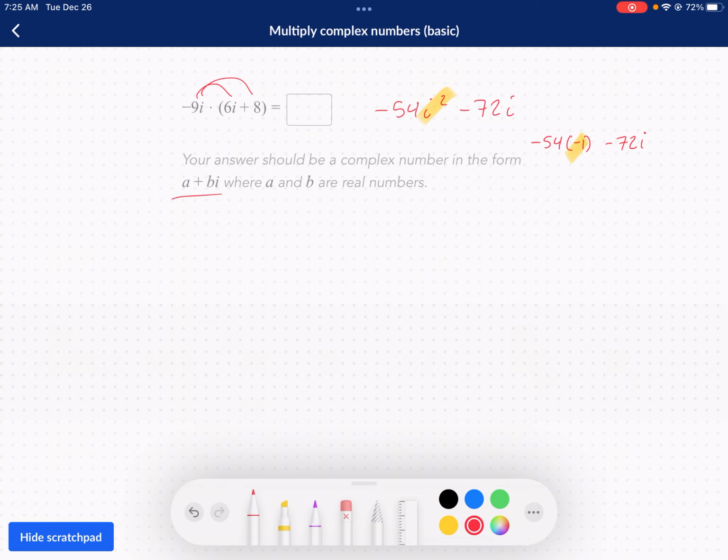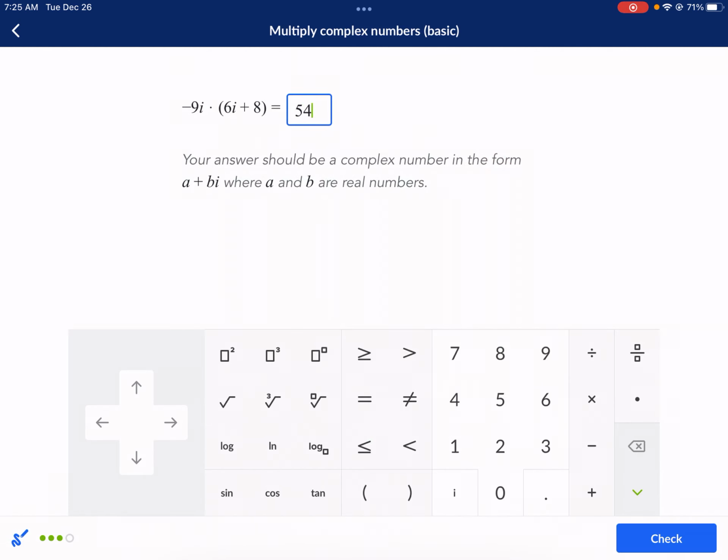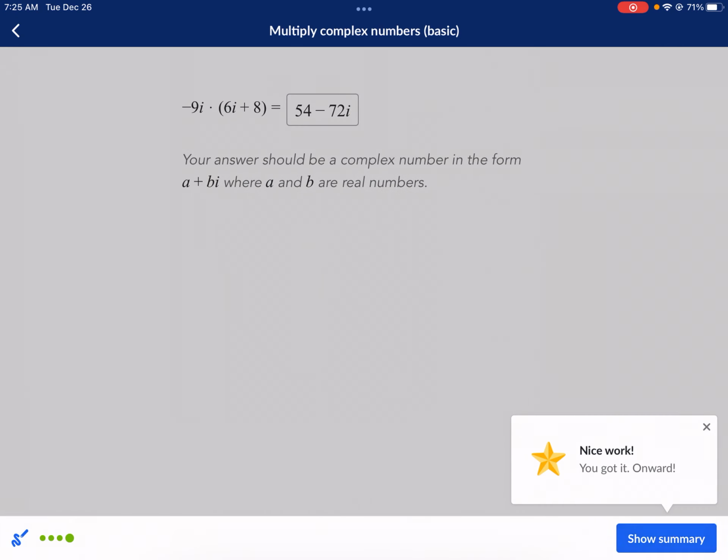I already have it in this form where the i part, the imaginary part, is second and the real part is first. So I have negative 54 times negative 1. That gives me positive 54 minus 72i, and I'm done. 54 minus 72i. Okay, that's all there is to it.